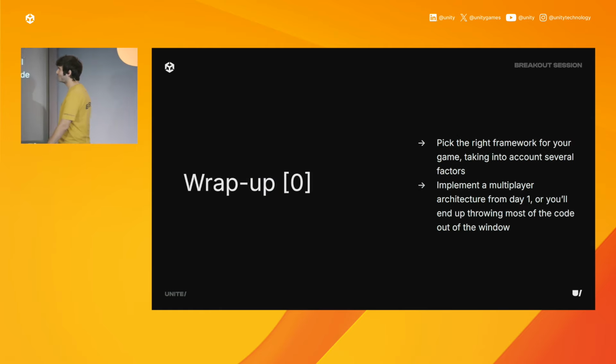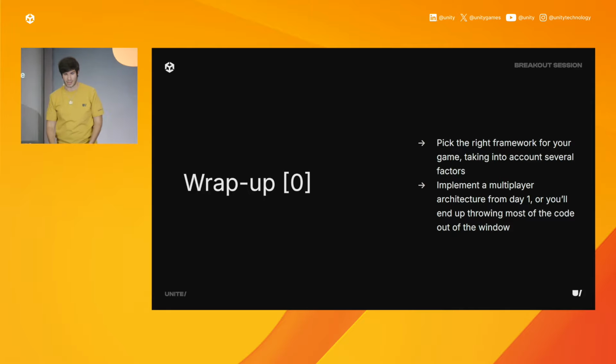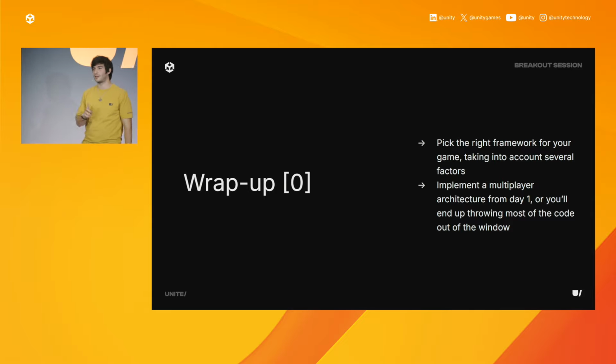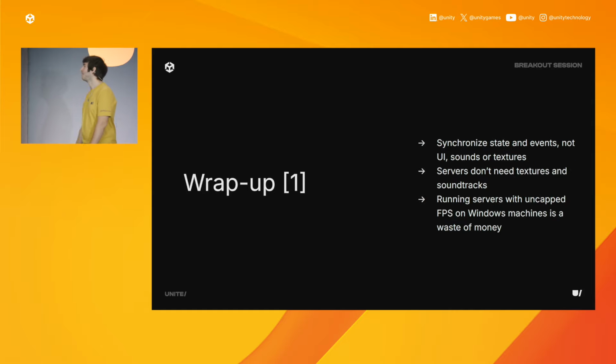All right, time to wrap up and remember some things. First of all, pick the right framework for your game. There's no universal best framework. There's the framework that is right for your game, keeping in mind all the features I need to implement. Implement the multiplayer architecture from day one if you don't want to throw away your project and redo it from scratch, because multiplayer is not an add-on. You cannot add it later without a lot of effort.